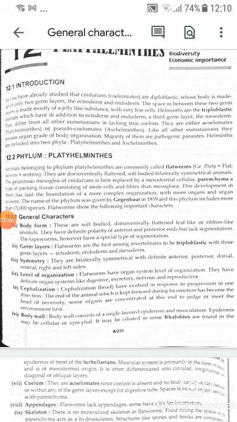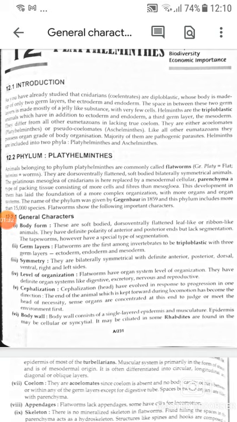Okay, now next are the general characters. First is the body form. The body of these Platyhelminthes is soft in nature, dorsoventrally flattened like a leaf, or you can say ribbon-like. They have definite polarity of anterior and posterior ends, but they lack segmentation like earthworms.